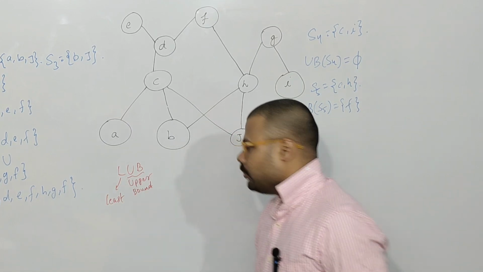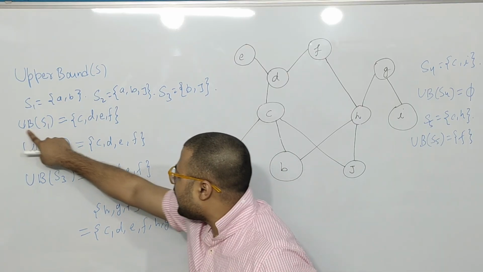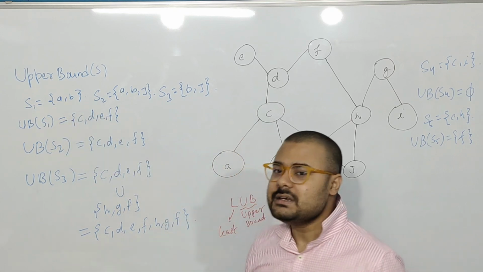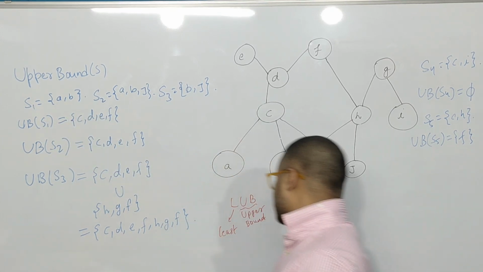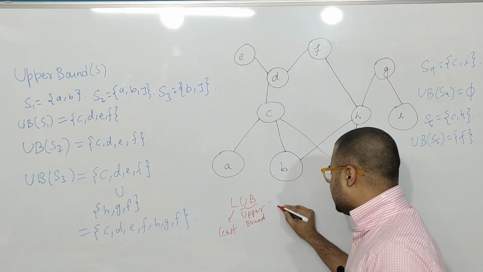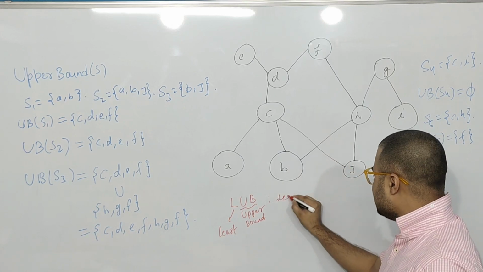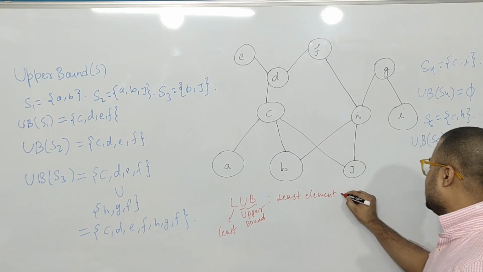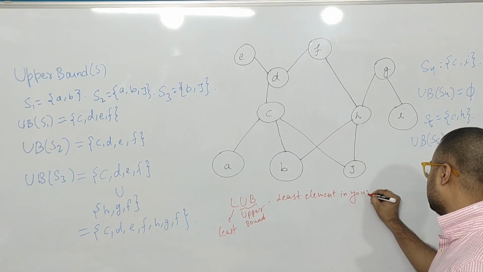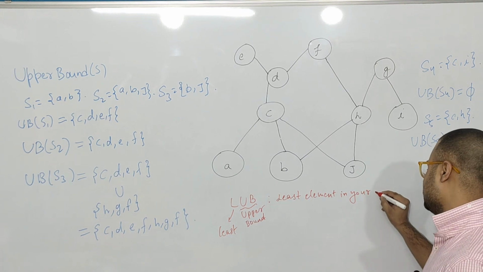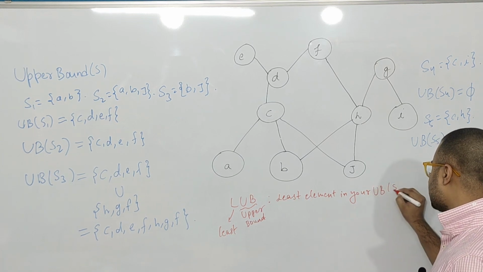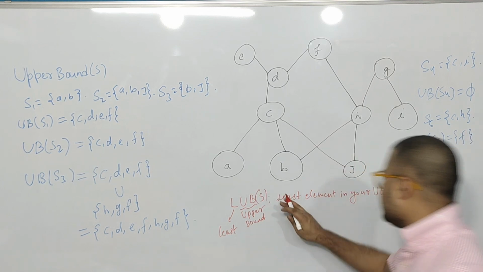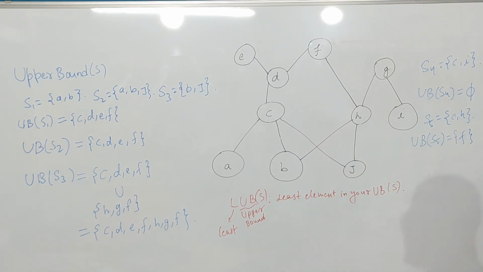Least upper bound means what? In your upper bound, these are the elements. Among these elements, is there any least element? This is what it means. So the least upper bound of S is equal to the least element in the upper bound of S.